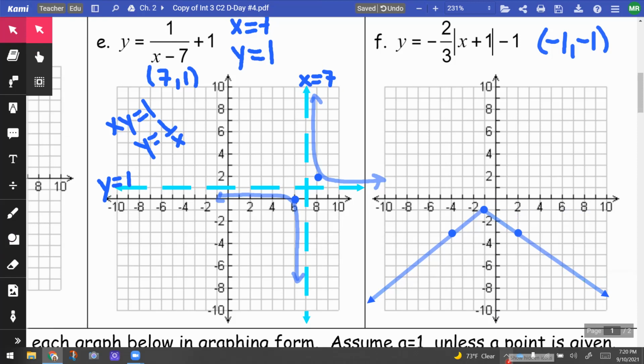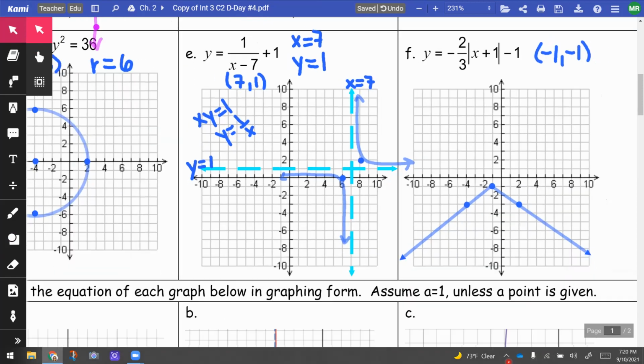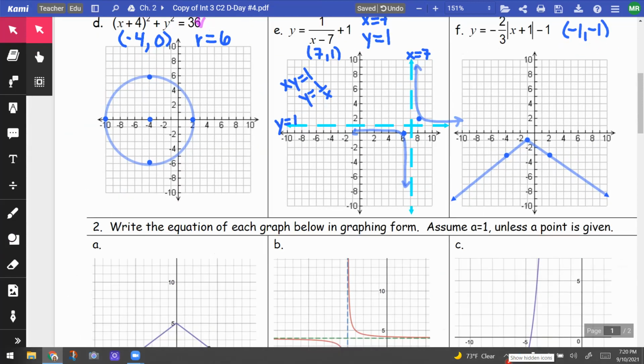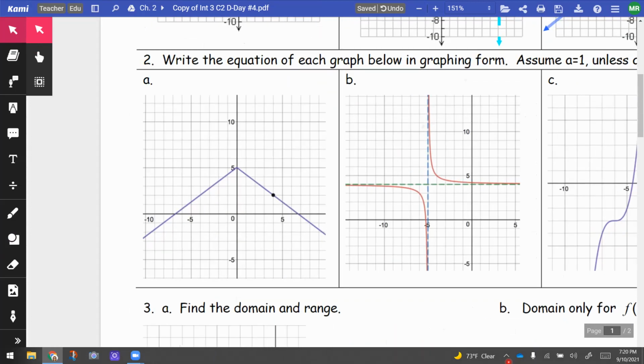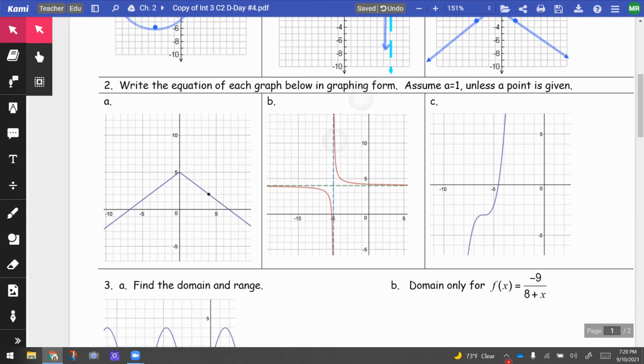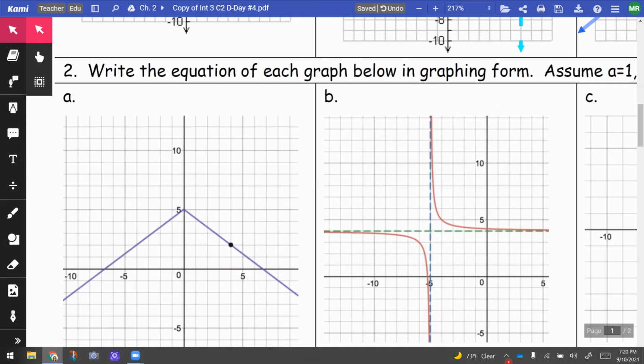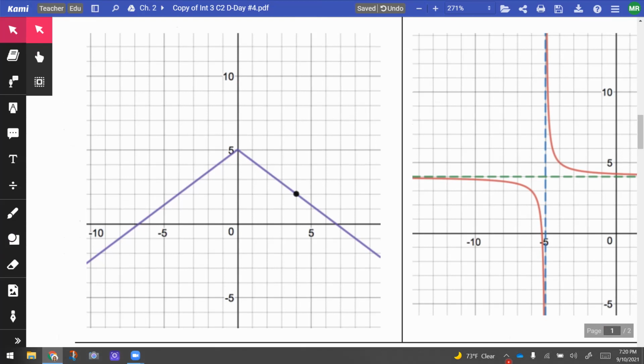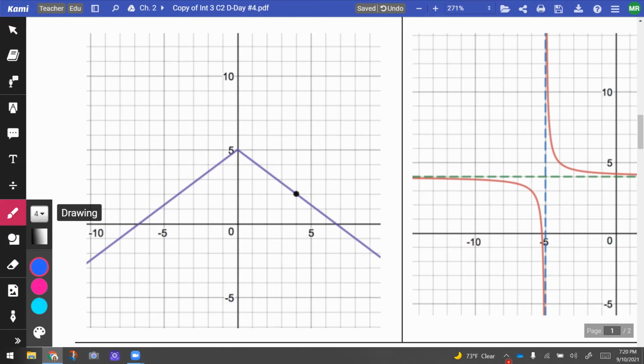Okay, and that's my absolute value. Now the bottom ones here, these next ones, we are going to be writing the equation. We're going to assume that a equals 1 unless they give us a point. Usually what they'll do is they'll actually write the point out.